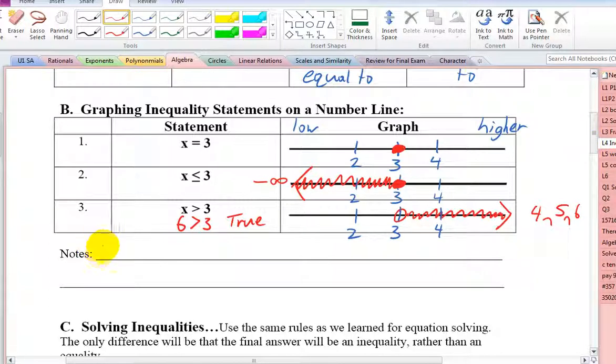So a couple things to note. If you have a greater than or a less than sign, you need to use an open circle or open dot, whatever you'd like to call it. But if you have an equal to part, then it's got to be a closed dot or closed circle.